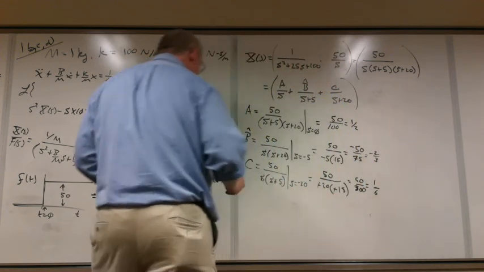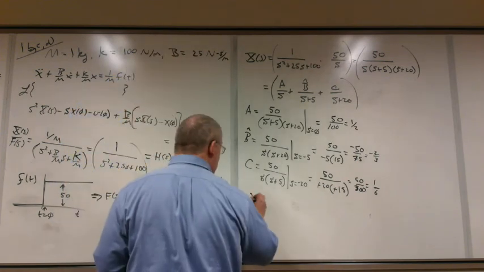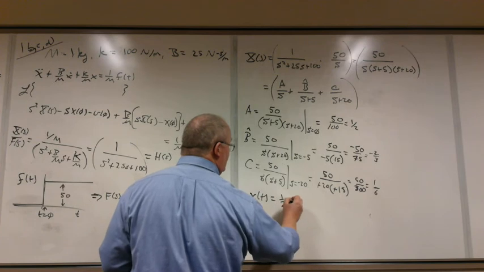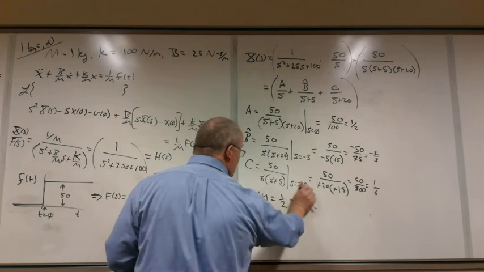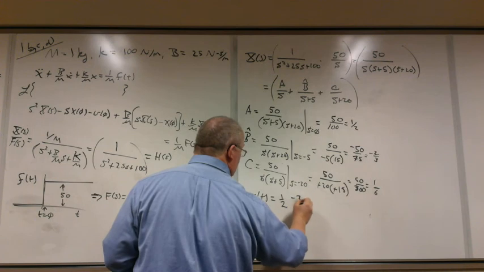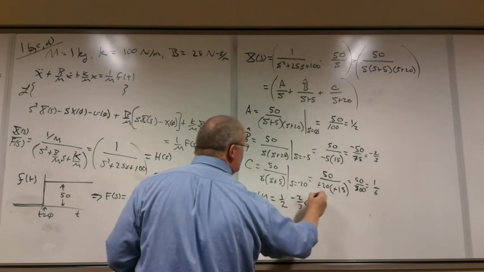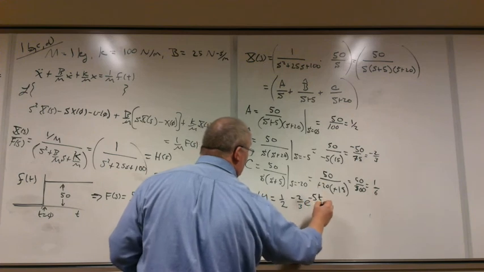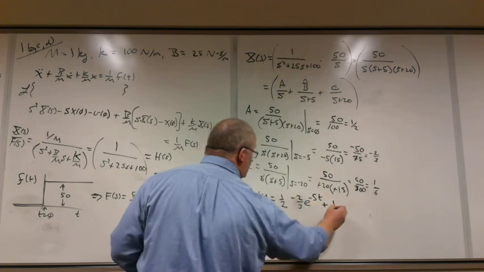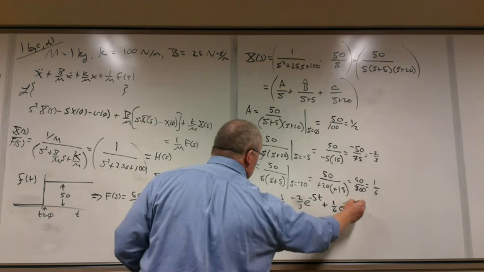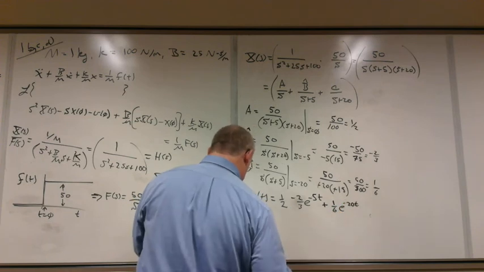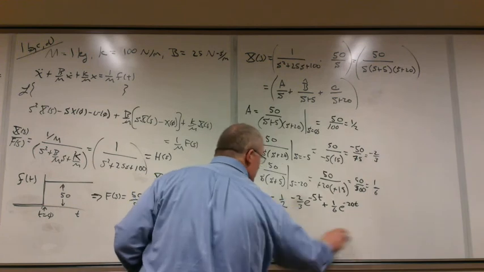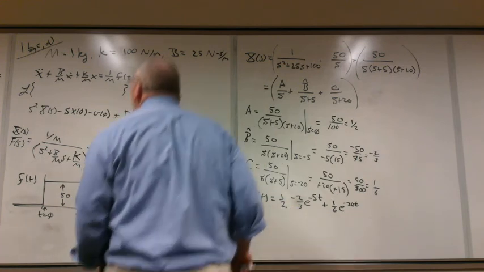So my final answer for part 1b is going to be x of t is equal to 1/2 minus 2/3 e to the minus 2t, no, e to the minus 5t, my mistake, plus 1/6 e to the minus 20t. How did I do? Woohoo, I got it right. You never know. Algebra gets us all, right? That's the answer to 1b.